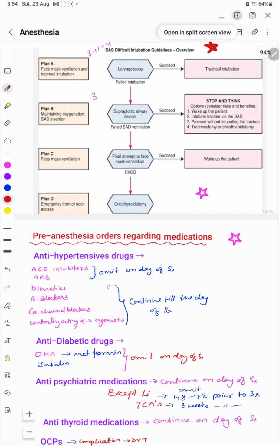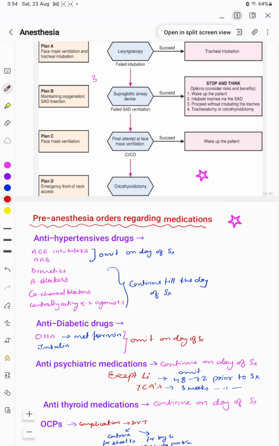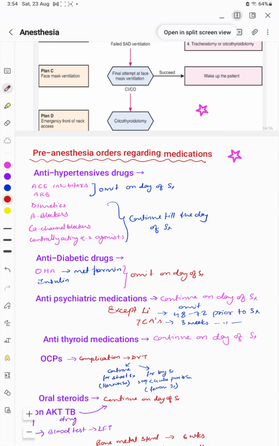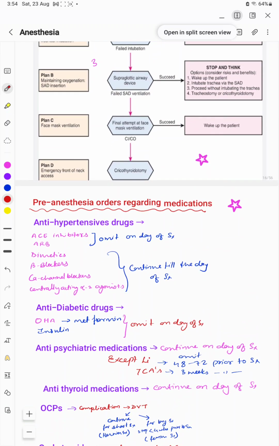Now, pre-anesthesia orders regarding medication. Antihypertensive. This is very important. Every year they ask a question. Antihypertensive drugs, which ones do we need to omit on the day of surgery? We will continue most, but on the day of surgery we need to omit ACE inhibitor and ARB. Diuretics, beta blocker, calcium channel blocker, and centrally acting alpha 2 agonist we need to continue till the day of surgery.